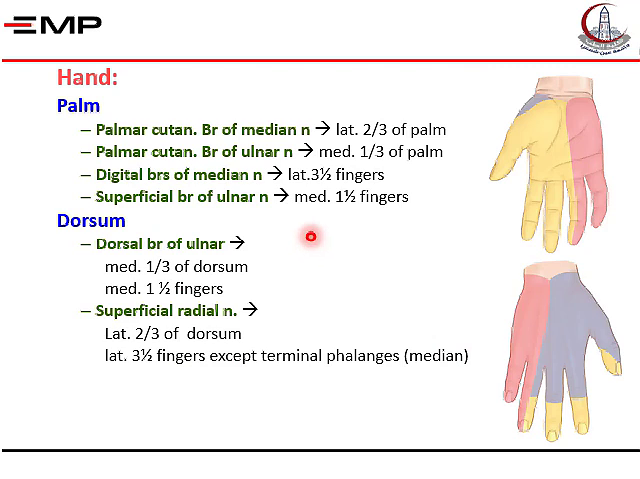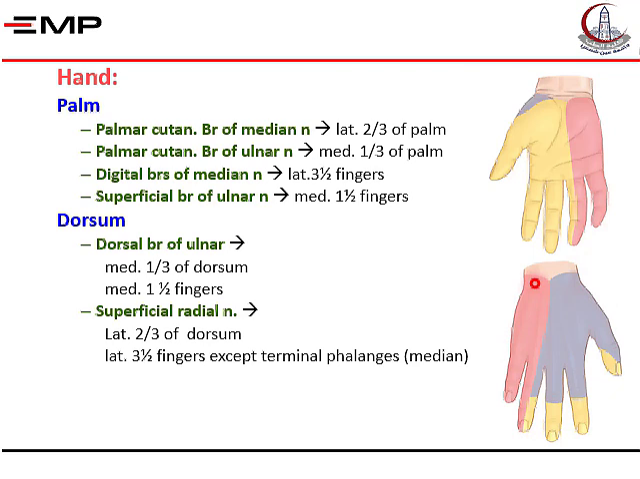Regarding the hand, we have palmar nerves in the palm. We have the palmar cutaneous branch of the median nerve to the lateral 2/3, and the palmar cutaneous branch of the ulnar nerve to the medial 1/3. Digital branches of the median nerve supply the lateral 3½ fingers from their palmar aspect and the dorsal aspects of the terminal phalanges, and the digital branches of the superficial branch of the ulnar nerve supply the medial 1½ fingers from their palmar aspect.